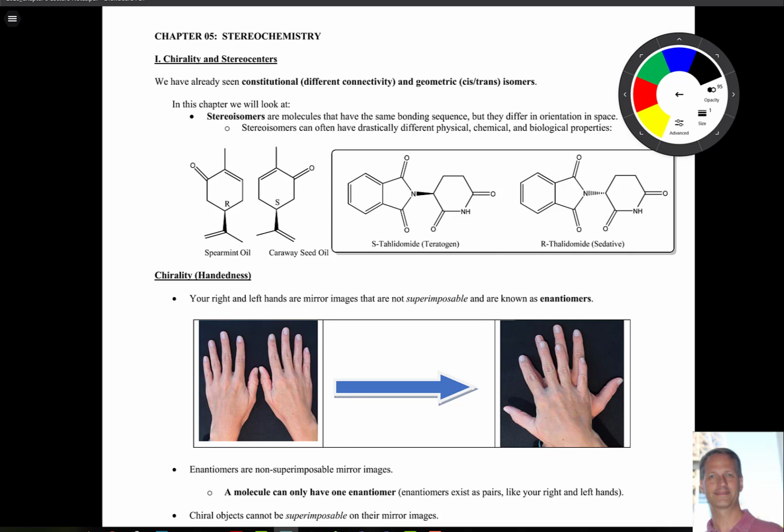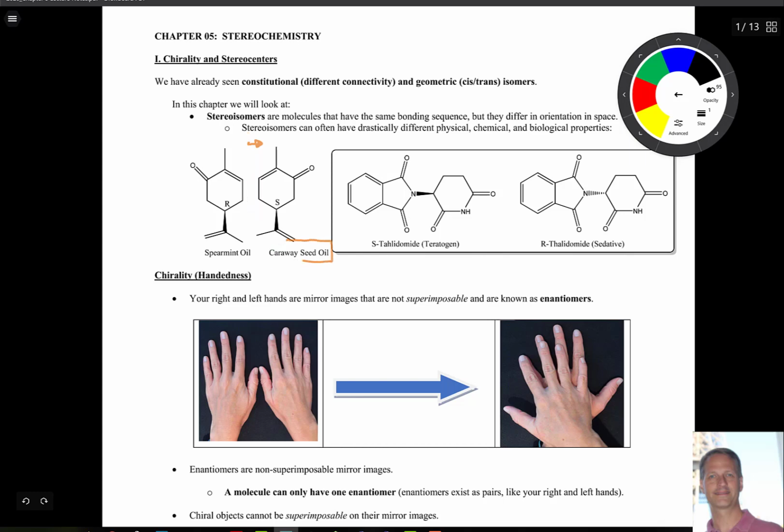In this chapter, we're going to look specifically at stereoisomers, and these are molecules that have the same bonding sequence, but they differ in orientation in space. Stereoisomers can often have drastically different physical, chemical, and biological properties. For example, down here below is the molecule that gives rise to the spearmint odor. Its mirror image, if you were to put a mirror right here and draw the mirror image on this side, you would get this, caraway seed oil.